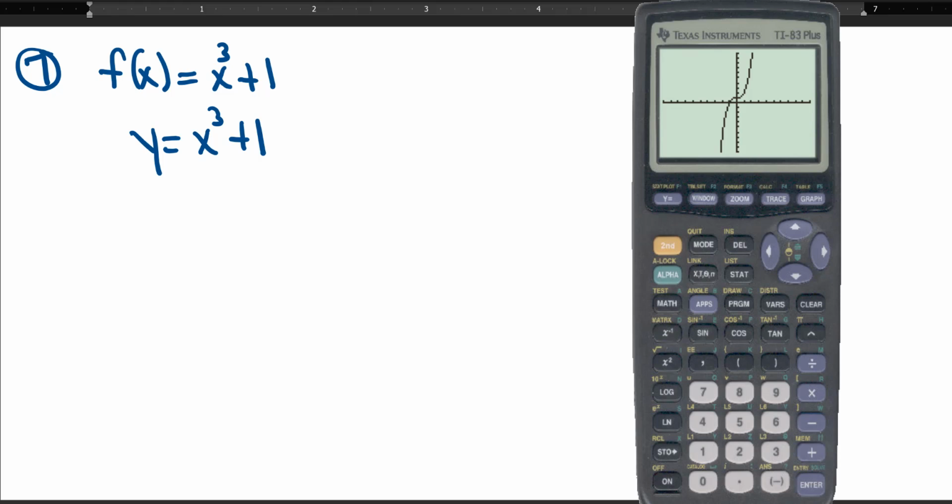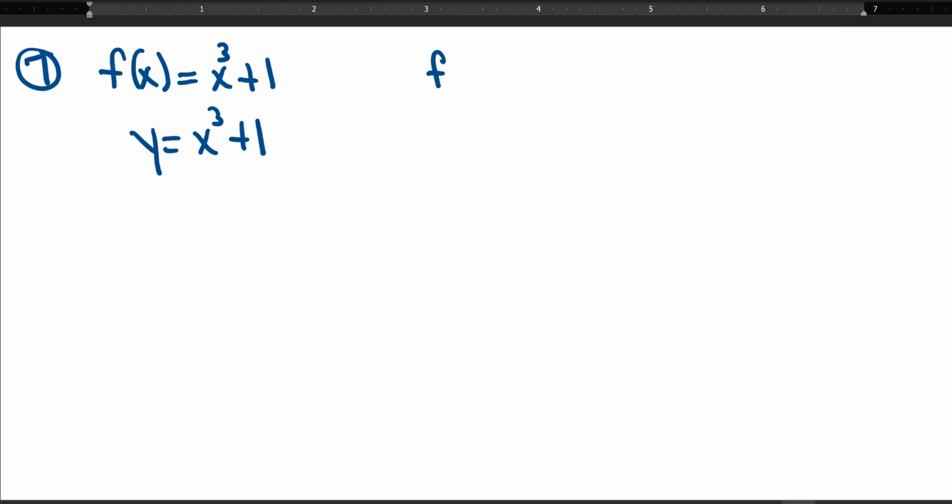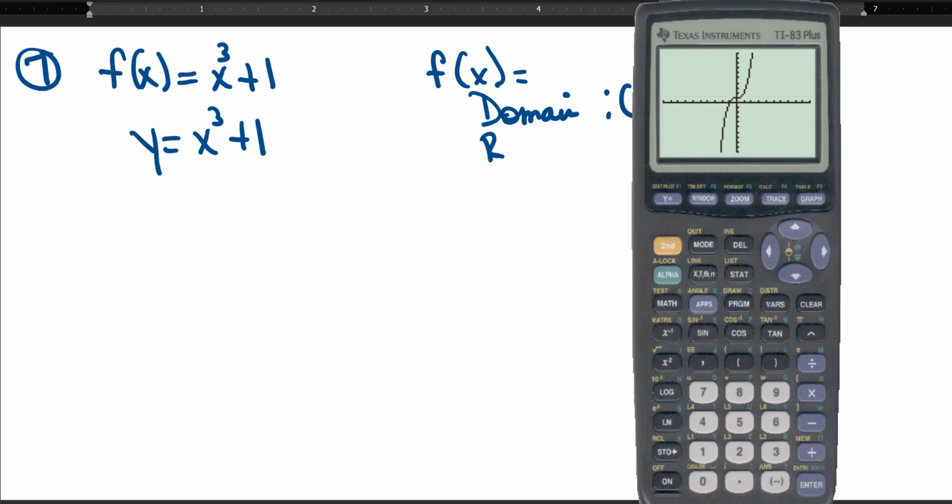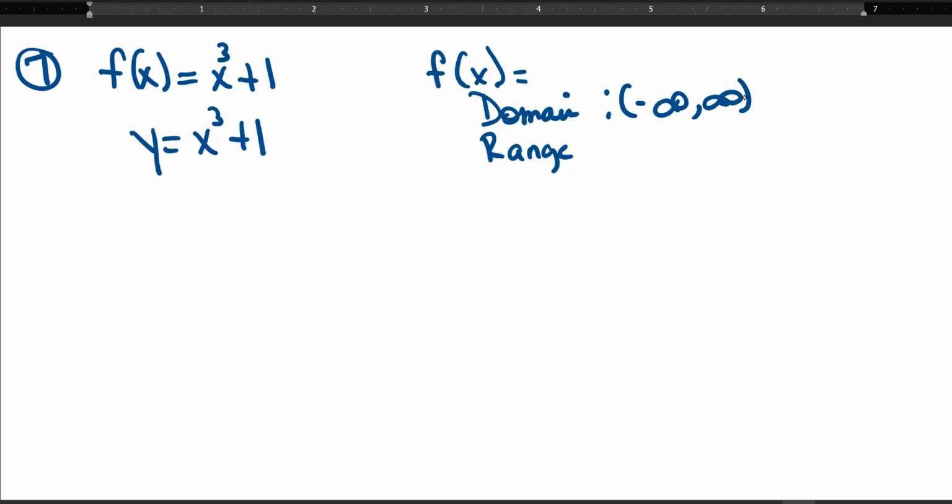Okay, so that is our original function. Our domain is from negative infinity to positive infinity. And then our range, as we look at it, going from down to up, okay, it is from negative infinity to positive infinity. So that's the original function. Now let's find its inverse.